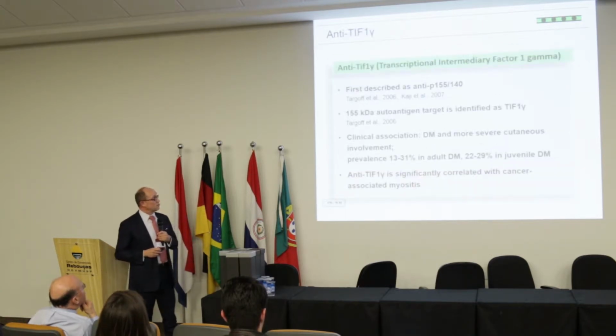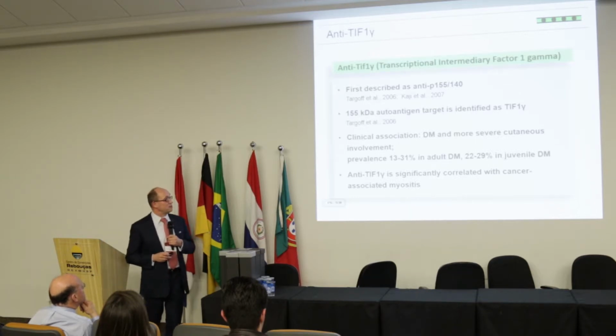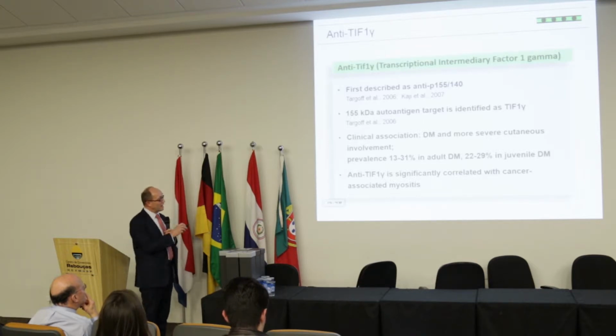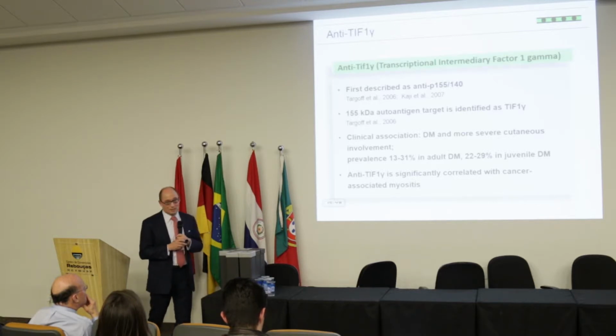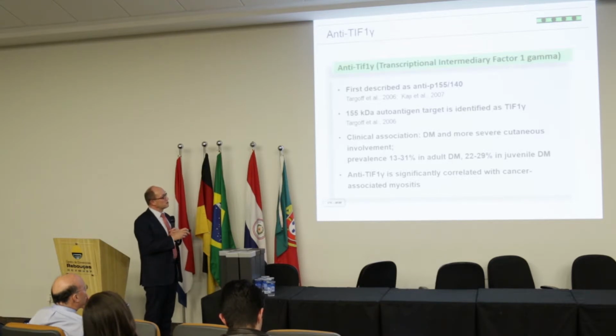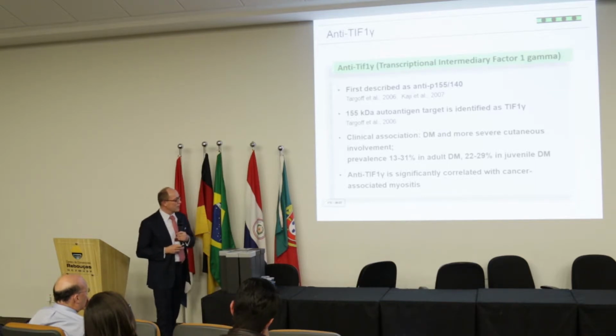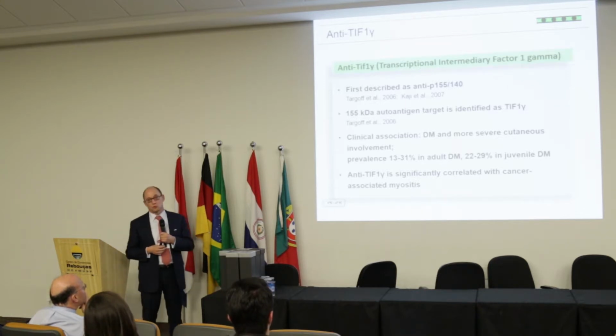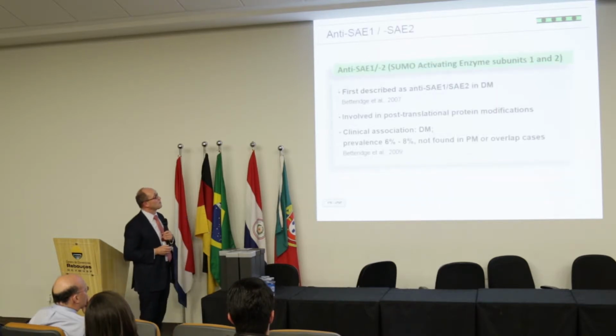TIF1 gamma, first described as P155, P140, still often seen in the literature. The 155 kilodalton target antigen was identified as TIF1 gamma, the 140 kilodalton is TIF1 alpha. A clinical association is dermatomyositis and more severe cutaneous involvement. Prevalence is given, and also anti-TIF1 gamma is significantly correlated to cancer-associated myositis. I have also one slide on that feature.